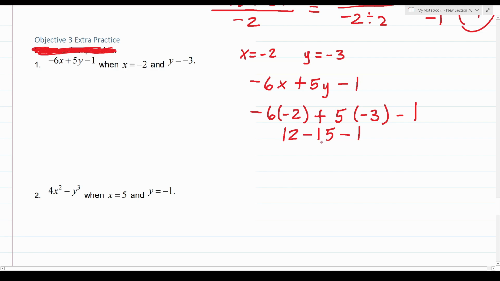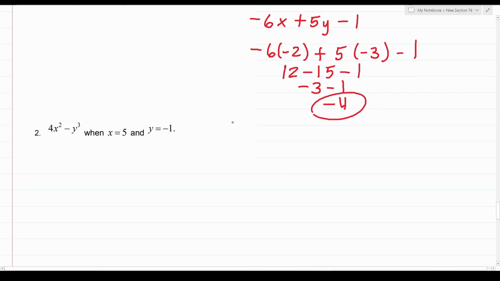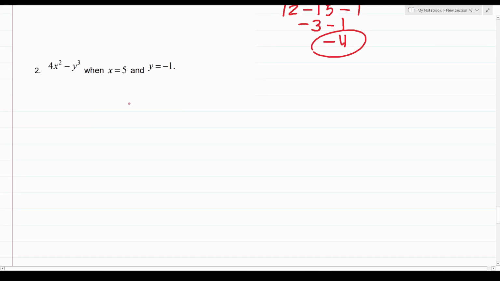So I'm going to do 12 minus 15 here. 12 minus 15 is -3. So this is -3 minus 1. -3 minus 1 is -4. All right, so that one is -4. Let's go ahead and take a look at 2 here. We want to evaluate the expression when x is 5 and y is -1. And as you can see, our expression is 4x squared minus y to the third. And again, x is 5 and y is -1.